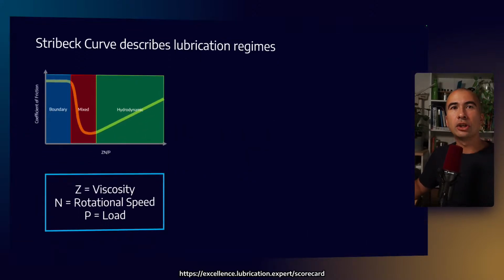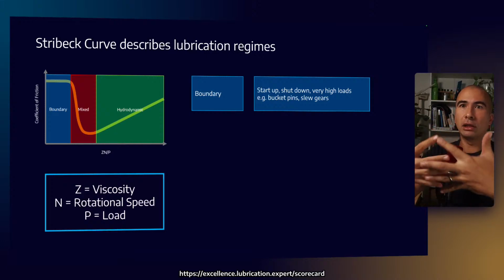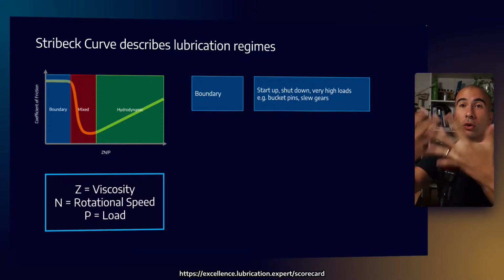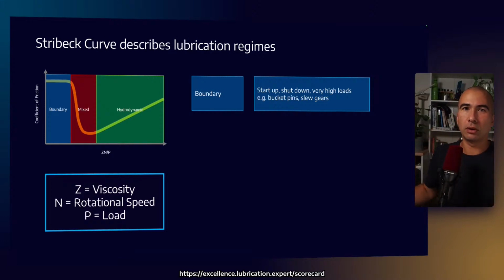So these are the three different regimes. There's actually a fourth one, which I'll explain in a second. So boundary conditions are where we see very high load. It could be very, very slow speed, or it could be shock loads, which are causing the two metals to come into contact with each other. It's very typical of mining and construction equipment. So things like bucket pins on excavators, slew gears, very heavily loaded gears, anything where there's shock loading or a start-stop action, you'll generally find that we have metal-to-metal contact.